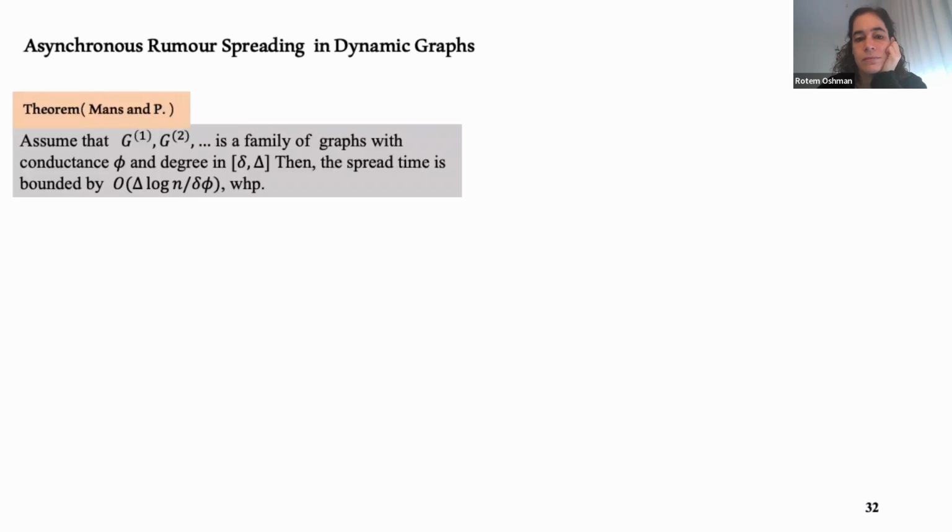Now let us apply this lemma to this family of dynamic graphs. Here we have a sequence of graphs exposed over time where degrees are between a small delta and capital delta. And each graph has a graph conductance phi, which is also called the Cheeger constant.